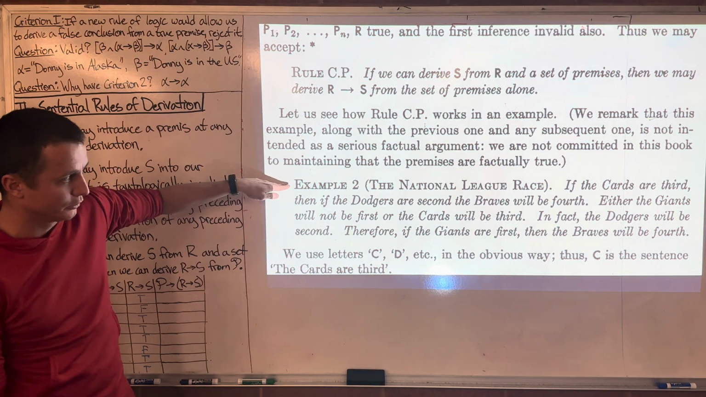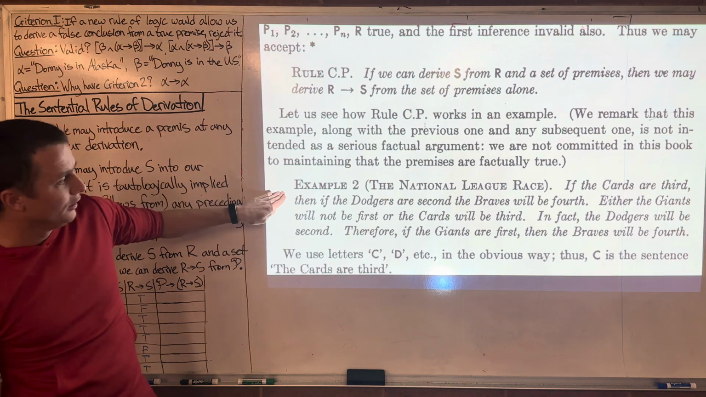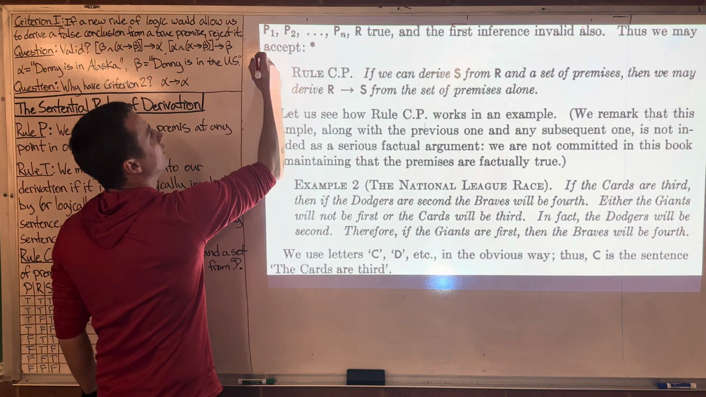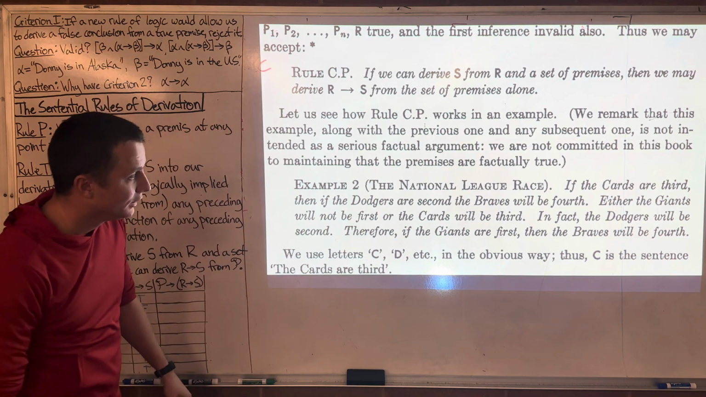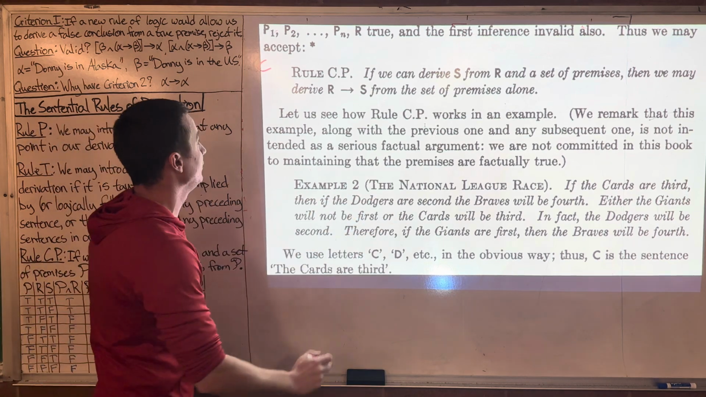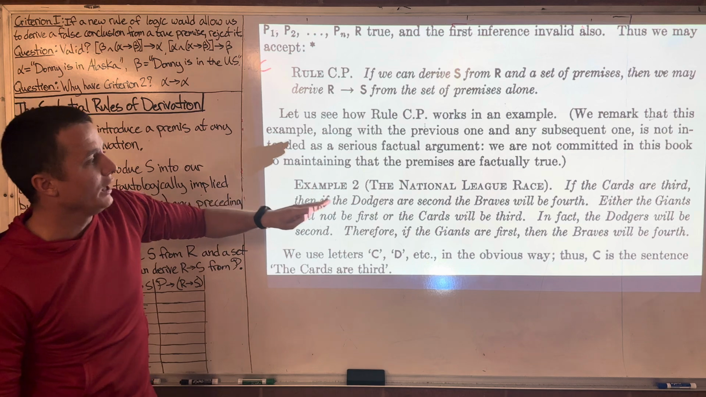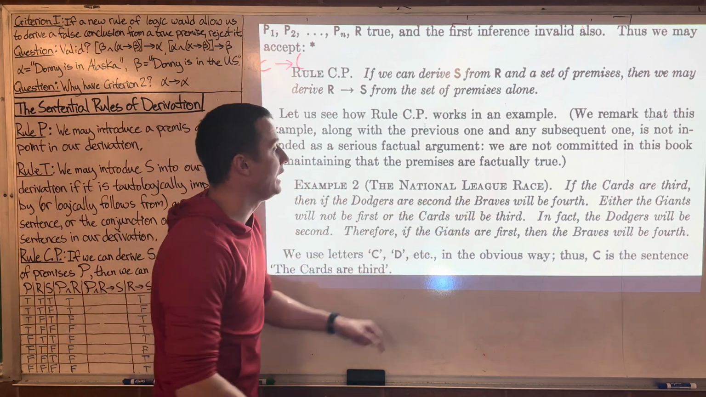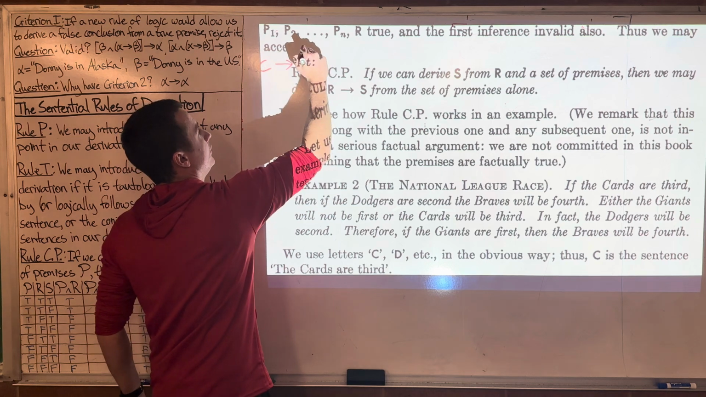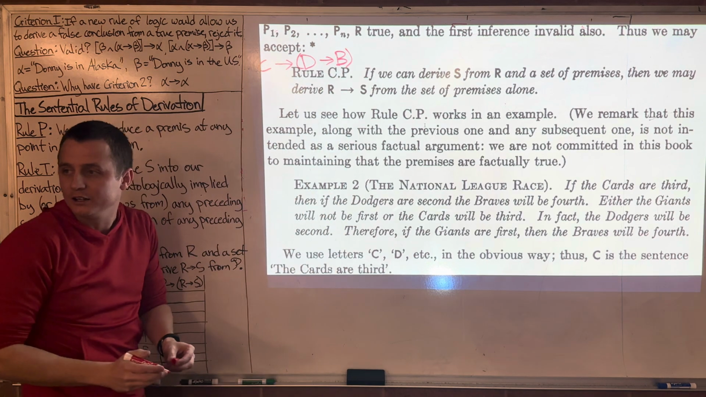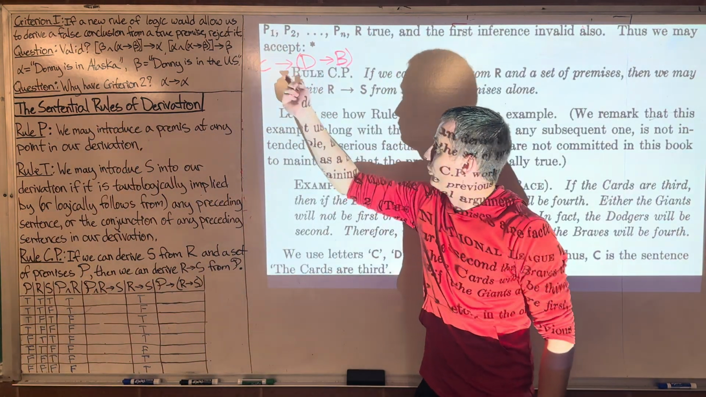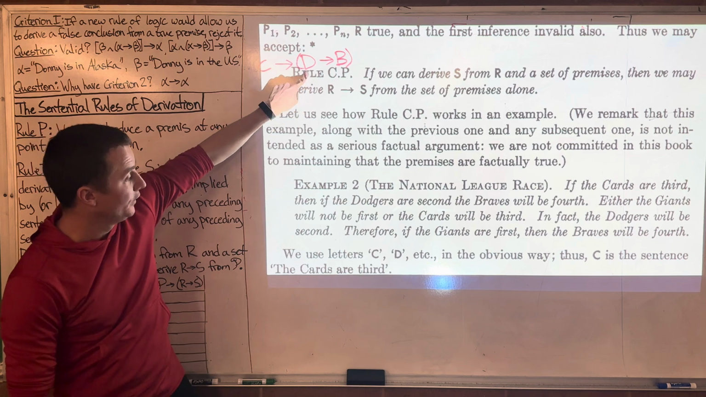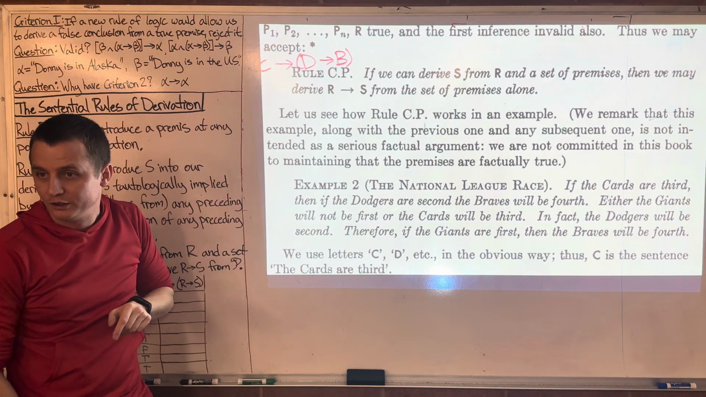Okay, so our next example, here's what we're going to prove. If the Cards are third, then if the Dodgers are second, the Braves will be fourth. So I'm going to use C for the Cards are third, D for the Dodgers are second, and B for Braves will be fourth. So we know C implies (D implies B). It's saying, if this is true, then, if this is true, this is true. If the Cards are third, then, if the Dodgers are second, the Braves will be fourth. See how we're encoding that?